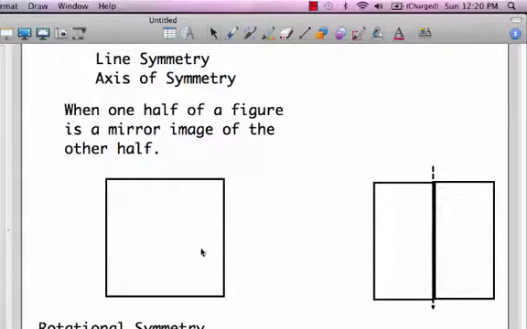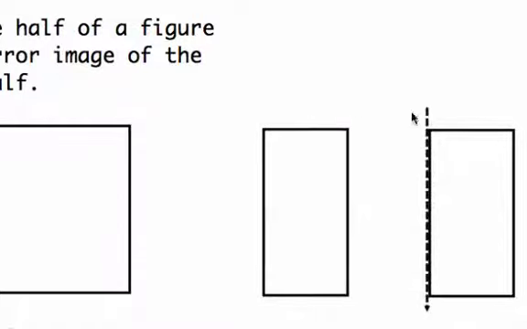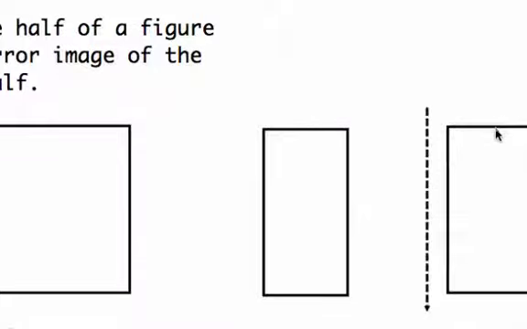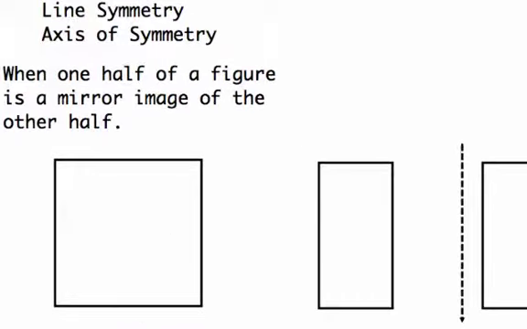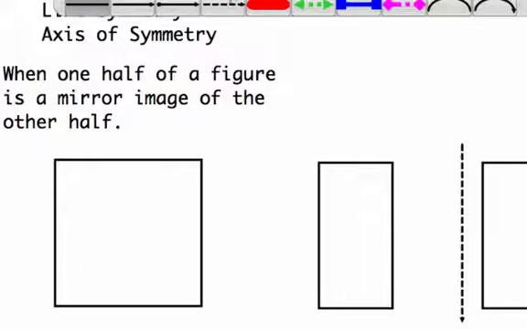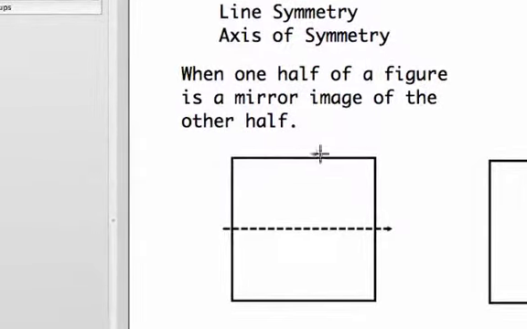So if I have a square right here, this little dotted line here would create two halves. We create this half and they are a mirror image of each other. So there's a line of symmetry going right through the middle of this square. There's also a line of symmetry going through the middle this way, horizontally. We call that a horizontal line of symmetry. And this would be a vertical line of symmetry.